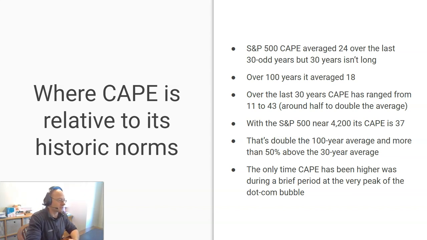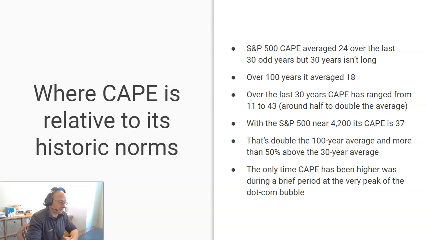And we can, thanks to Professor Robert Shiller's data, where we can see that CAPE has averaged about 18 over 100 years. For some more context, over the last 30 years, CAPE has ranged from about 11 to 43, which is roughly half to double the average. So today, with the S&P 500 around 4,200, its CAPE ratio is 37. 37 is about double the 100-year average of 18, and it's still 50% above the 30-year average of 24.